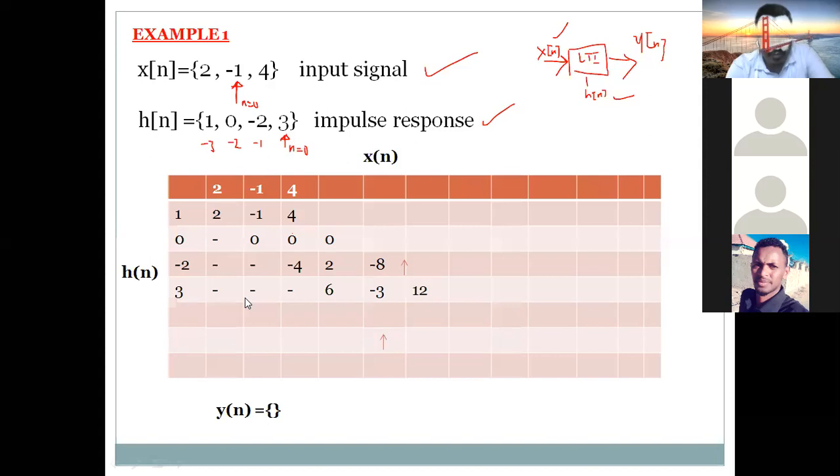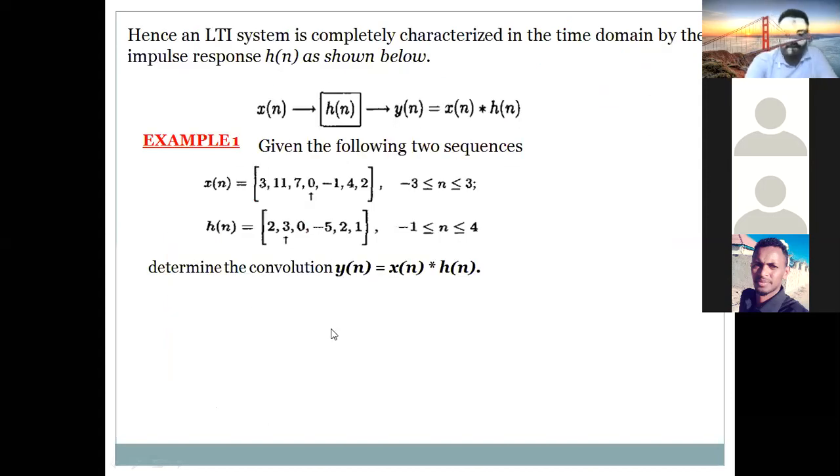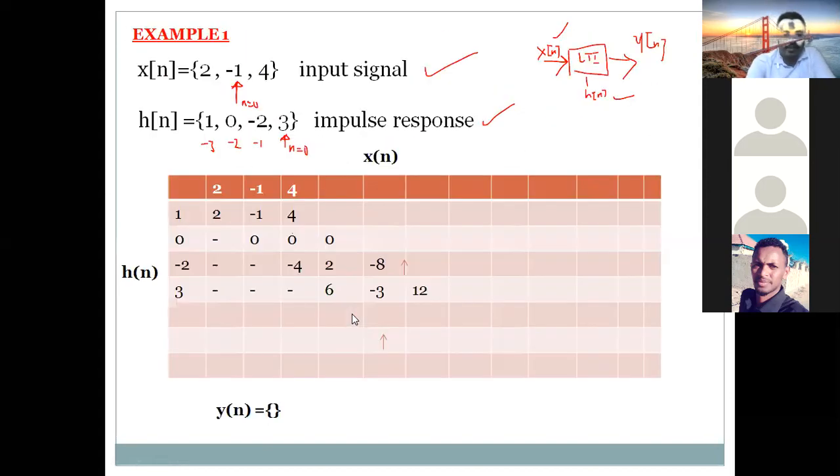Okay, so as I said, output will be y of n. y of n is equal to, what is the first one? We add this, we get 2. The next one, -1 and 0, we add, we get -1. Next, 4 and -4, we get 0.